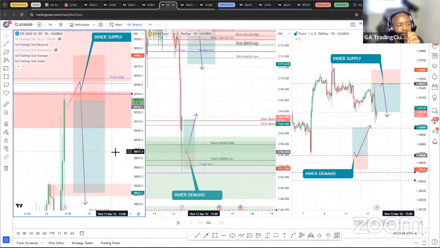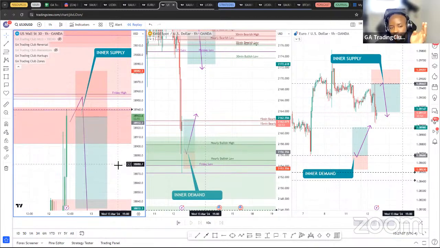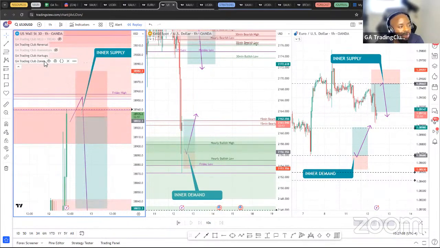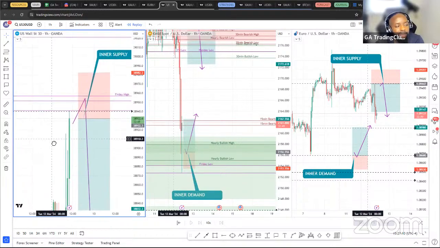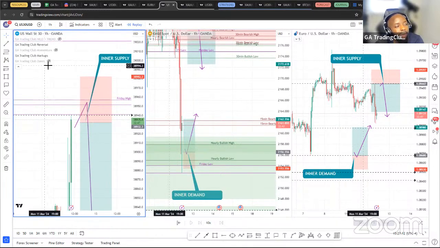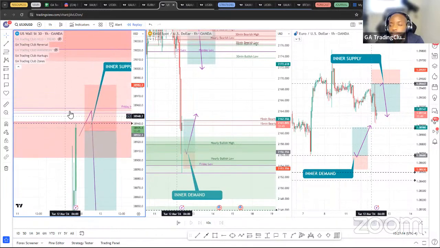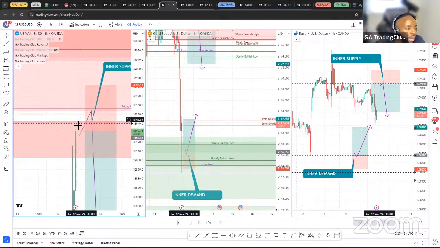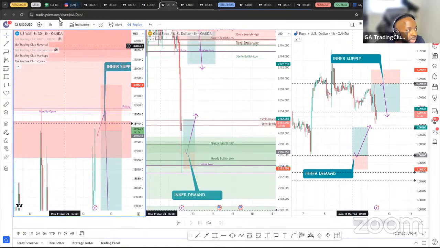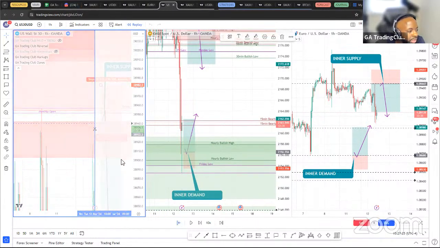That's why, when I say these zones are updated in real time, yes, your alert has been tapped, but you want to come back and turn on the zones indicator and make sure that inner supply and inner demand is there. But here, you see that it's already been taken out. If I go ahead and replay this for you guys, you'll see the before and after.